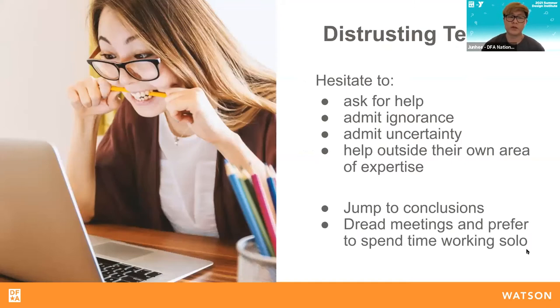And the symptoms of distrusting teams can be that they hesitate to ask for help, admit their ignorance, admit uncertainty, and help outside their own area of expertise. Distrusting teams further jump to conclusions, and they dread meetings and prefer to spend time working alone. The important takeaway is that it's never too late to communicate with your team to make it work.